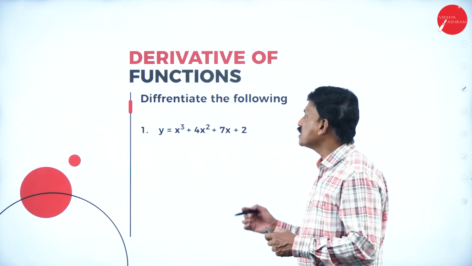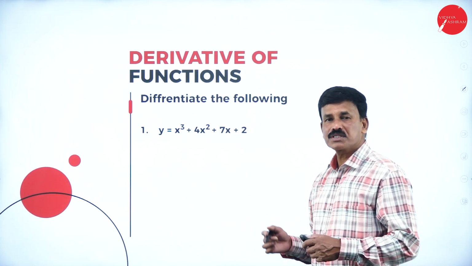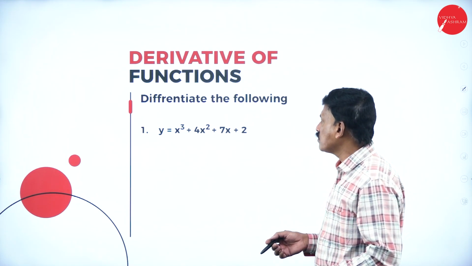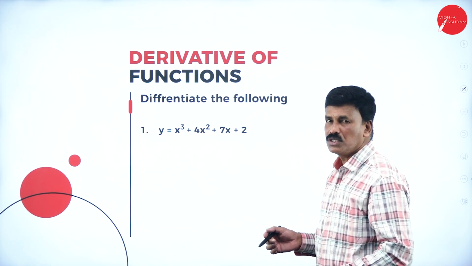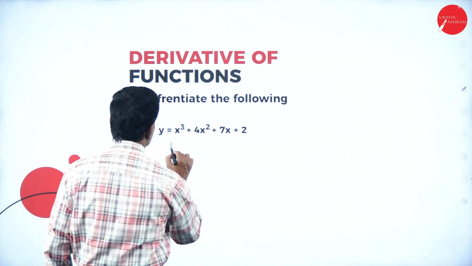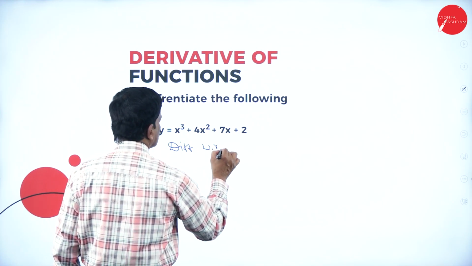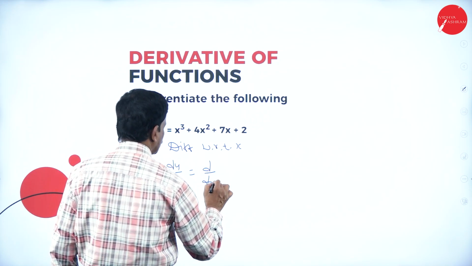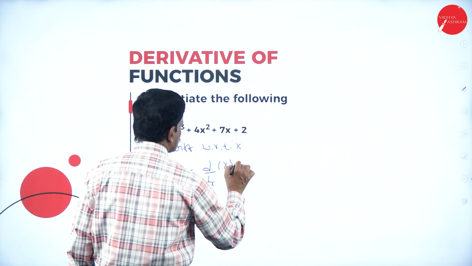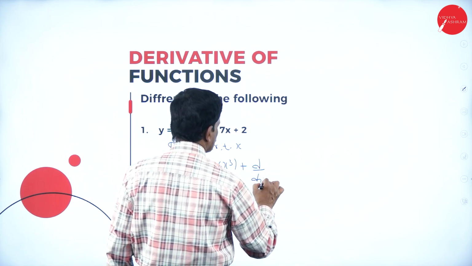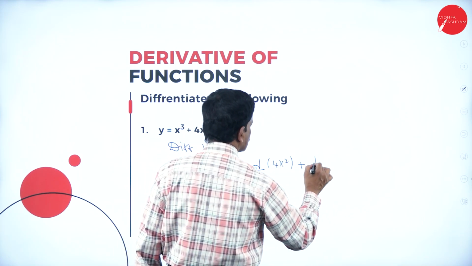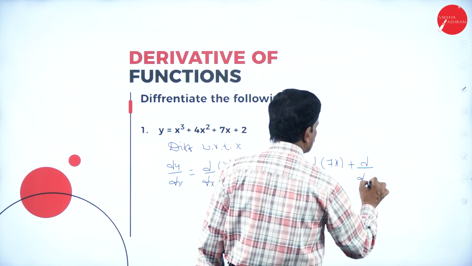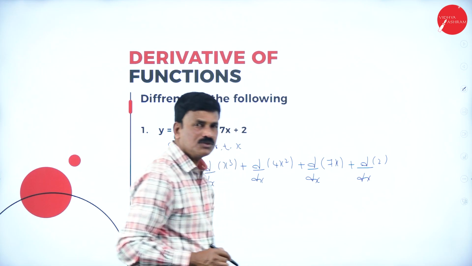Now based on this, let us take a few examples. Usually in the examination they may ask questions like this for 2 marks or 5 marks. Differentiate the following. First one: if y is equal to x cube plus 4x square plus 7x plus 2, differentiate this. Differentiating with respect to x, what do we get? dy by dx is equal to term by term differentiation: d by dx of x cube plus d by dx of 4x square plus d by dx of 7x plus d by dx of 2. This is term by term differentiation.